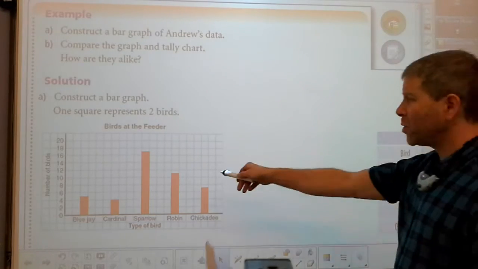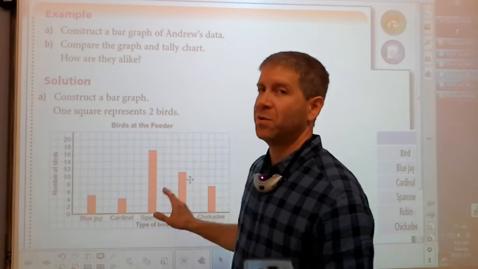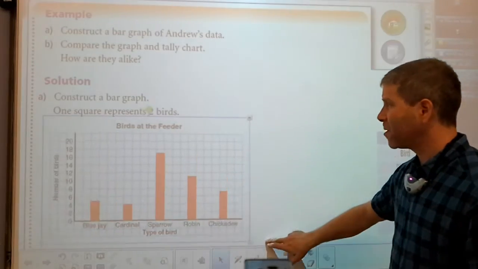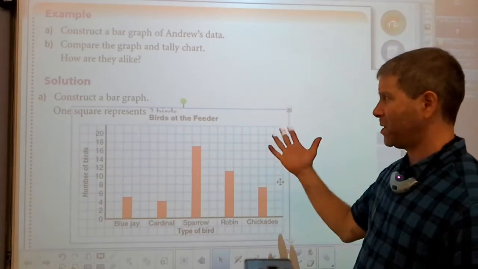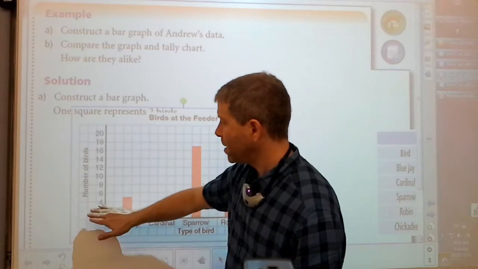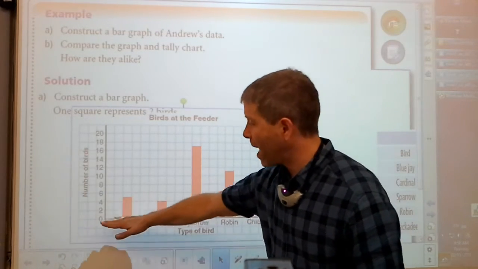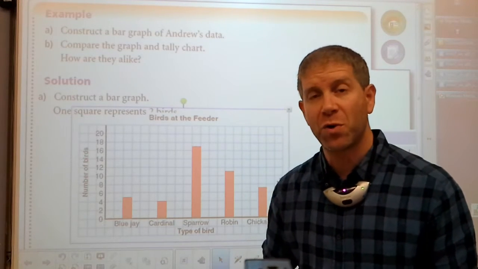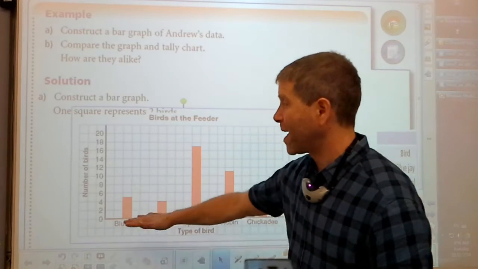For that, we go to the ubiquitous, means you see it everywhere, the bar graph. The bar graph is the best for that, and that's why you see it. We have a title, Birds at the Feeder. We have our y-axis, which says number of birds, and we have a scale. And there's a different video which shows you good ways to set up that scale.